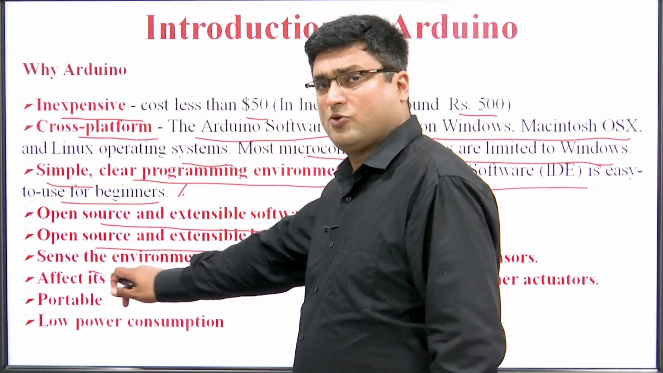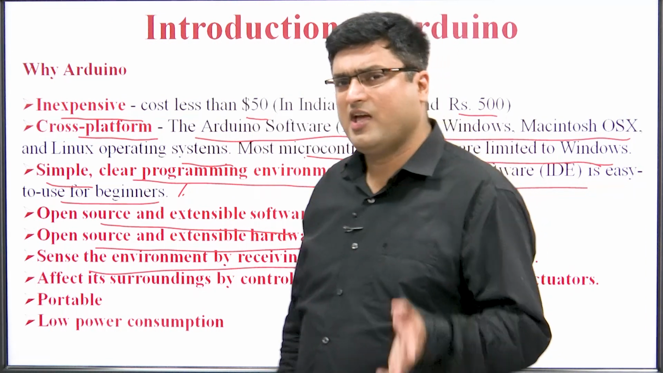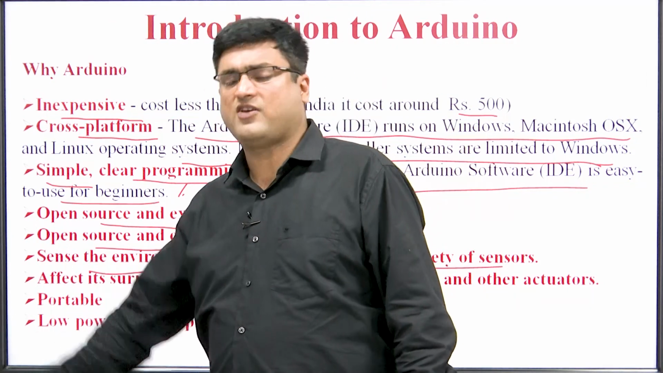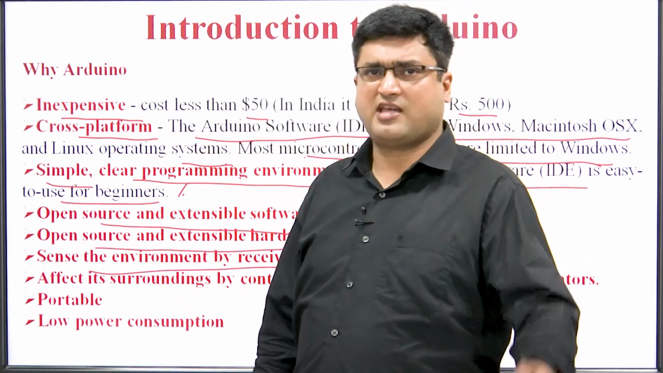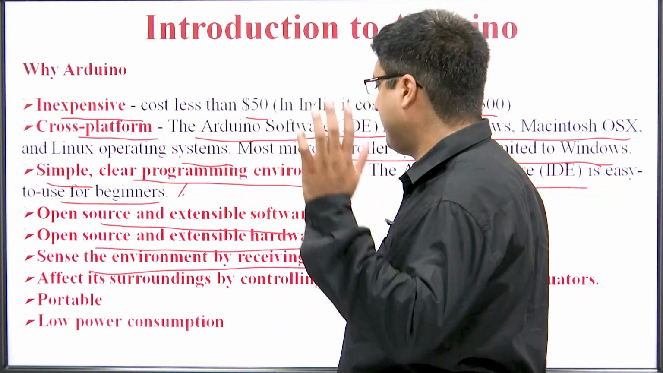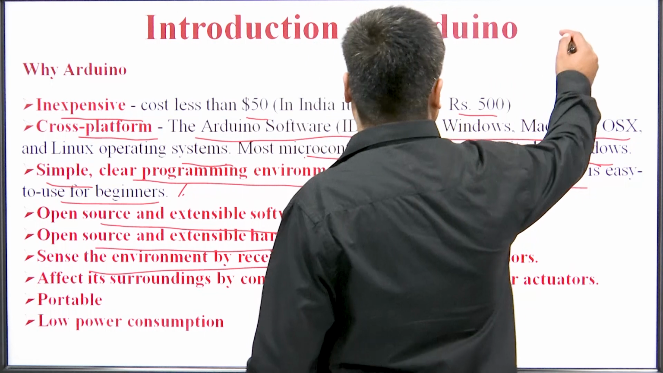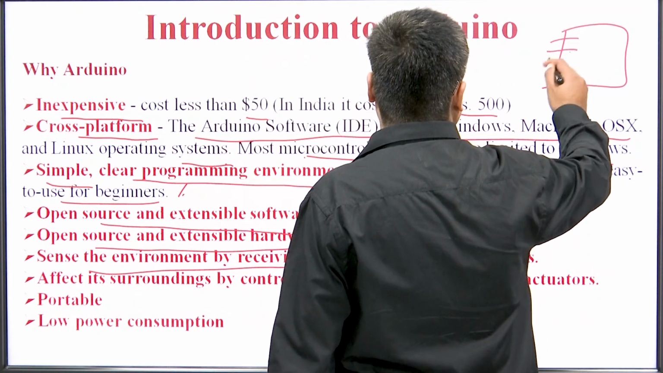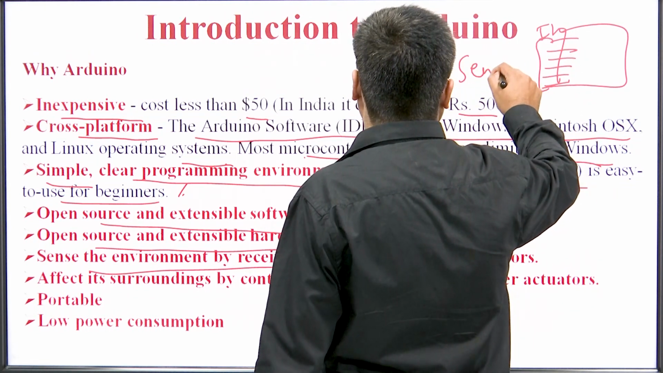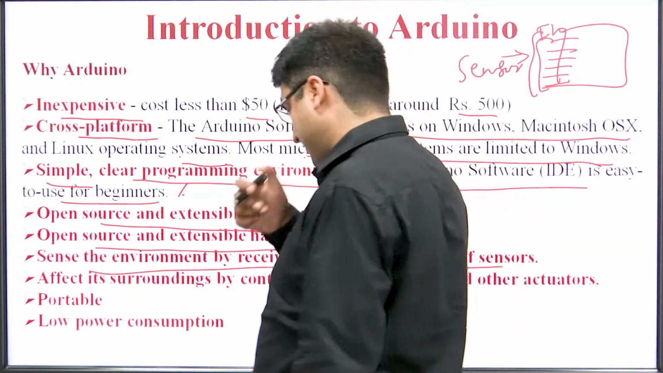It senses the environment by receiving input from a variety of sensors. What does it mean? It means that various smart sensors can be integrated or interfaced with the Arduino board, and these sensors can collect data from the environment. For example, this is an Arduino board, and it has peripheral input output units, and from these input output units various types of sensors can be connected, and these sensors are responsible for sensing the data from the environment.